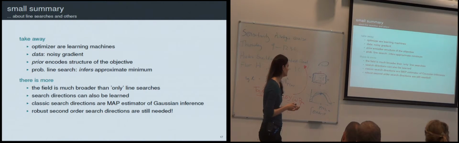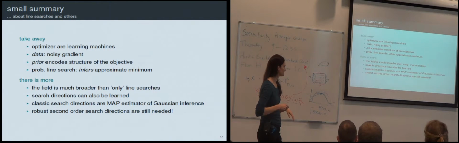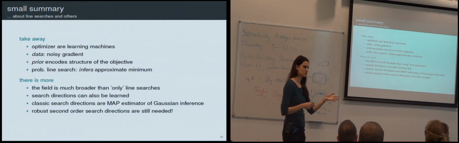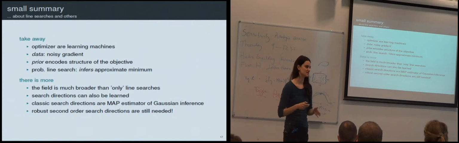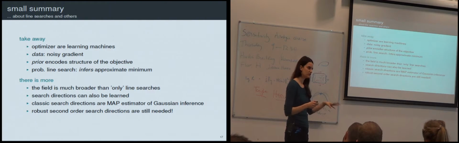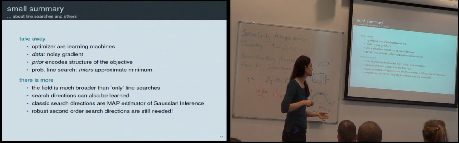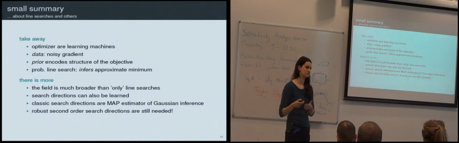And there's, of course, a lot to do still. Maybe just to give you a bit of a hint, it's actually possible to also interpret classic search directions like BFGS as MAP estimators of Gaussian inference. And going from there, these MAP estimators have a likelihood which is a delta peak, so there's actually no noise information in there.